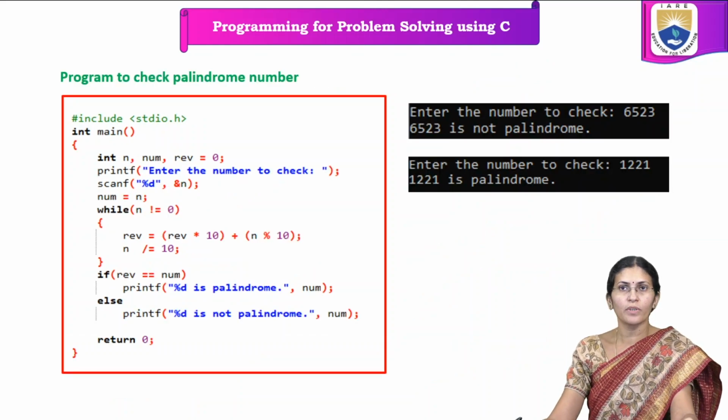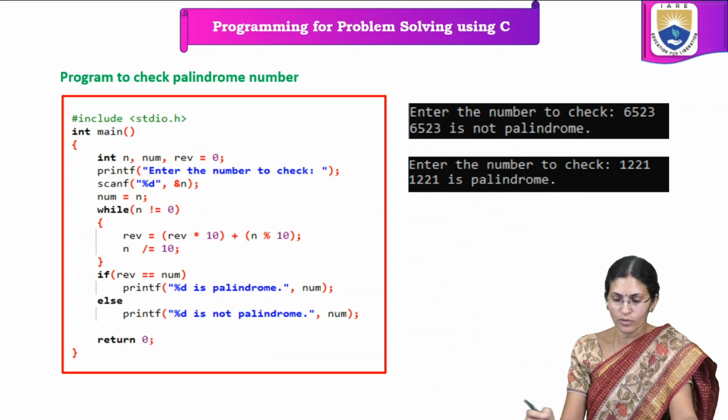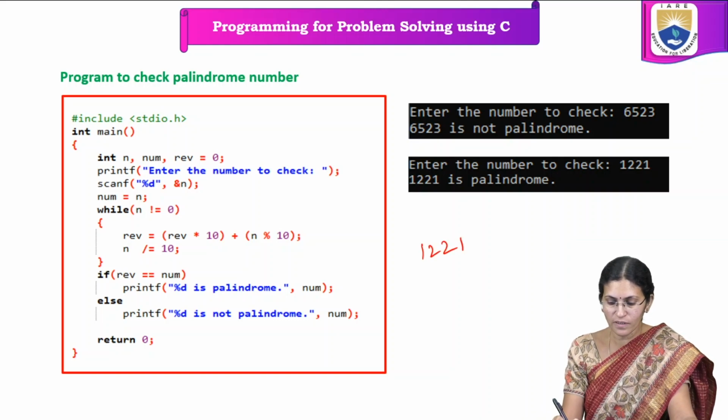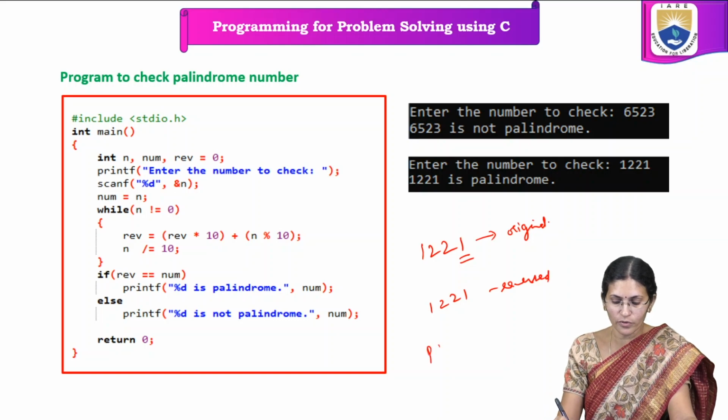Next one is program to check palindrome number. So what is palindrome number is, if you take any number, suppose 1221, and if you reverse this number, so if you start writing this number from the end, so 1221, so this original number and this reversed number both are same. So therefore this is called as palindrome number.